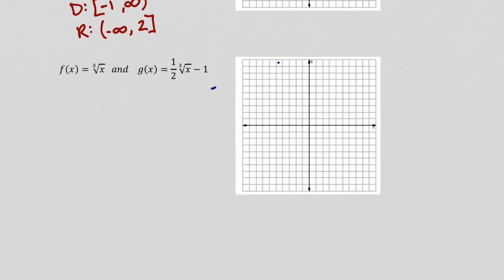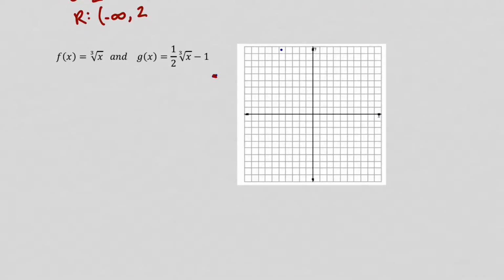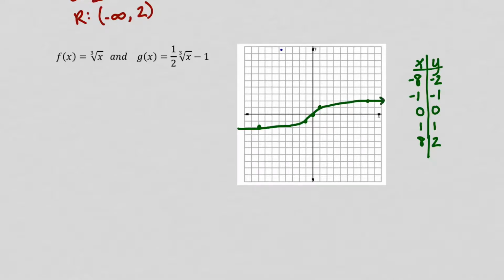All right, so this next one is a cube root function. If I graph the parent function, the points that I can take nice, pretty cube roots of and get whole numbers: I can take a cube root of negative 8 and get negative 2, negative 1 and negative 1, 0, 0, 1, 1, and then 8 and 2. So if I plot those, negative 8, negative 2, negative 1, 0, 0, 1, 1, and 8, 2. So here is the parent function. Okay, so this is f of x.